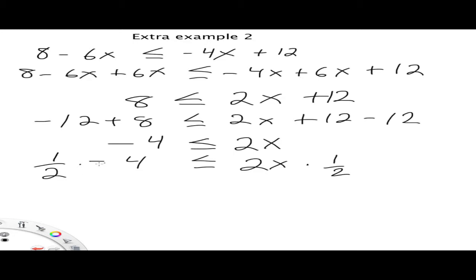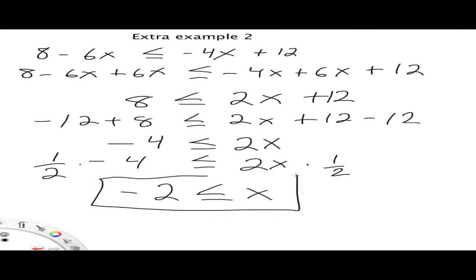So this is negative 4 divided by 2. 2 goes into 4, negative 2 times, is less than or equal to 2 goes into 2, 1x. This is my answer. Does it check? Negative 2 times 6 is 12. 12 plus 8 is 20.